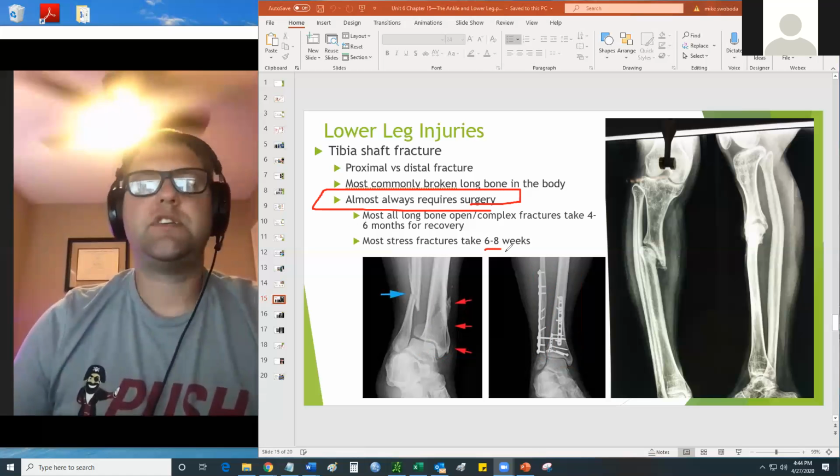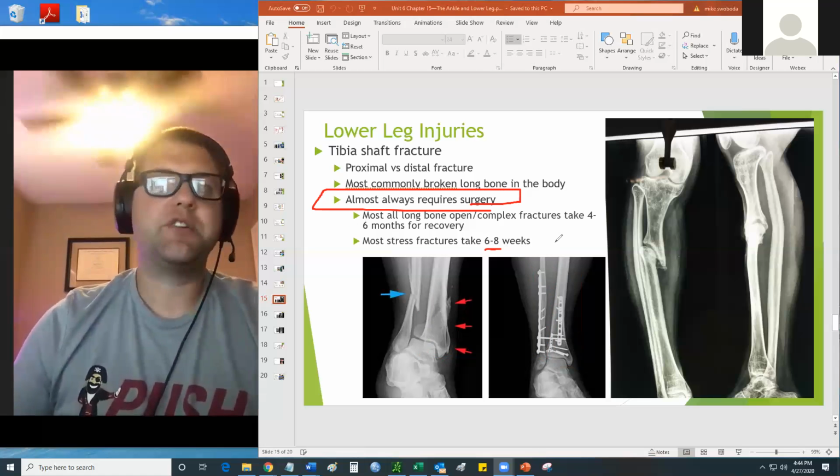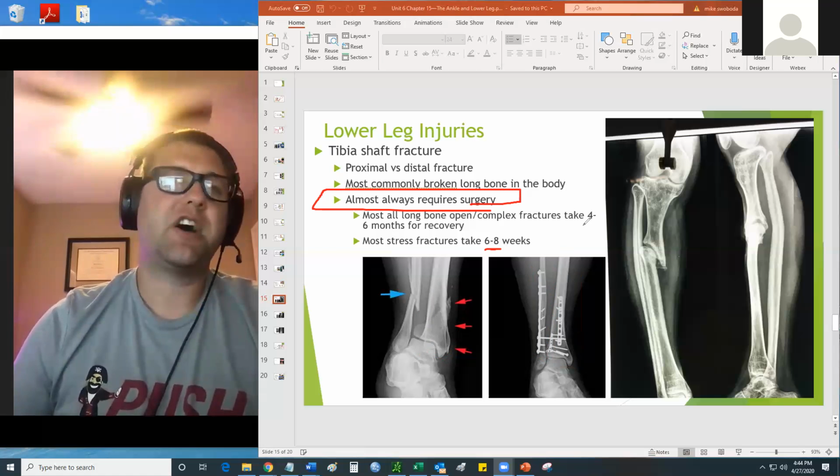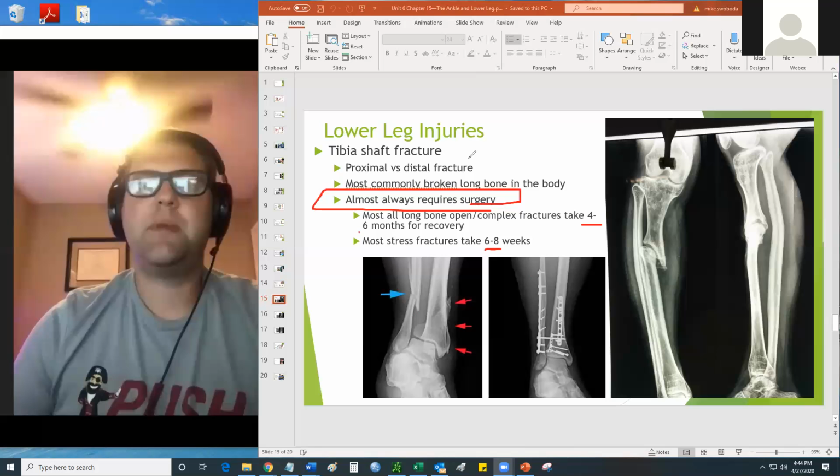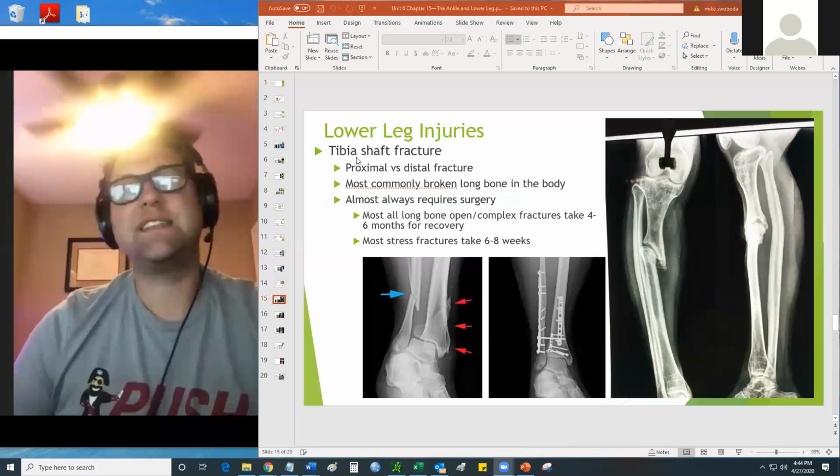If it's a stress fracture or a hairline fracture, you're talking about 6 to 8 weeks of recovery. If you have to go in for surgery, about 4 to 6 months. So that's kind of a season-ending thing there.